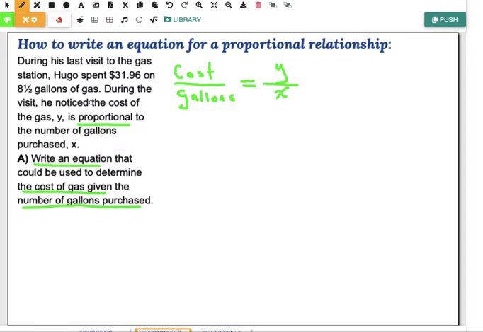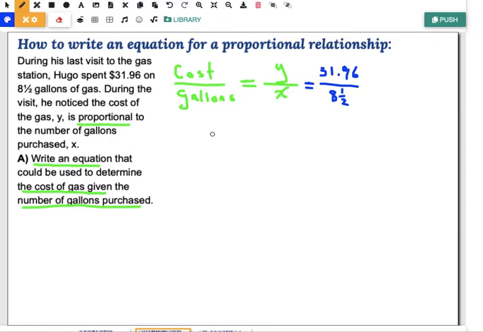So we're going to take the information straight out of the problem, right? We already know that the cost is, let me use the equal sign instead, $31.96. Okay, and we know that that's for 8.5 gallons. Okay, so we're going to write an equation just using this information right here.